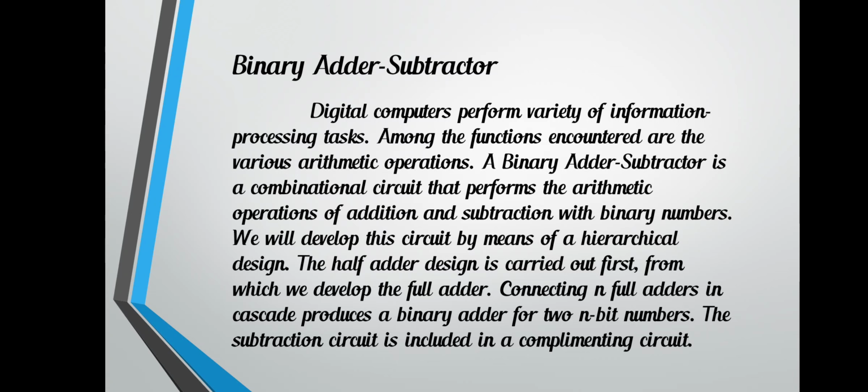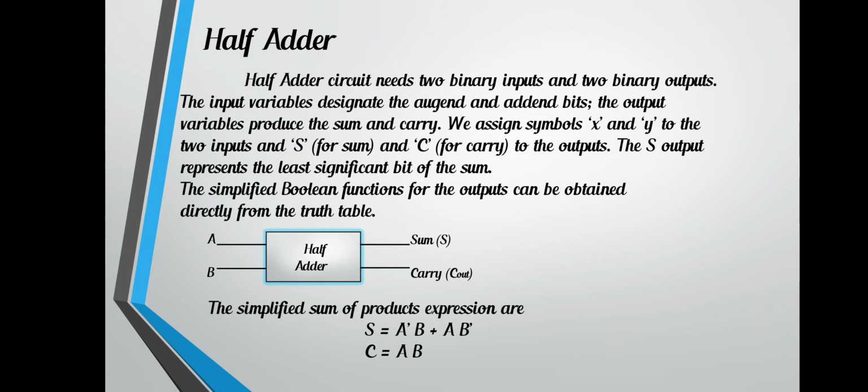Connecting n full adders in cascade produces a binary adder for two n-bit numbers. The subtraction circuit is included in a complementing circuit. First, let's start with the half adder circuit.